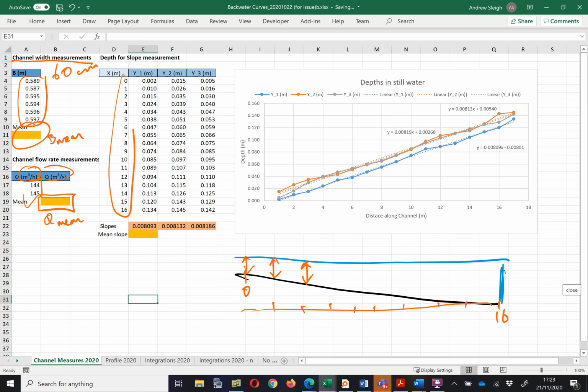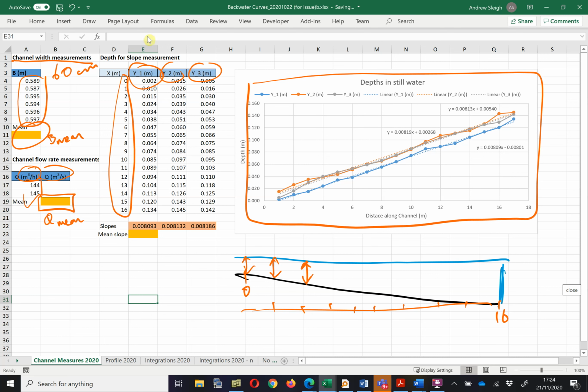So the depths at these 16 points, actually 17 points, 0 to 16, we measured 1, 2, 3 times. So there's 3 sets of data, and these have been plotted on this chart here. There's also a trend line which gives you the slope of the channel, because the slope of these depth measurements that we took gives you the slope of the channel.